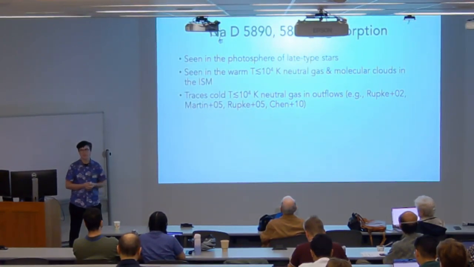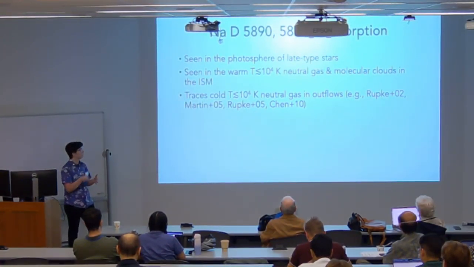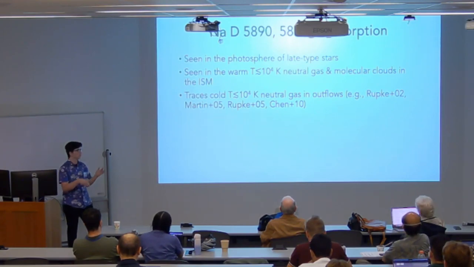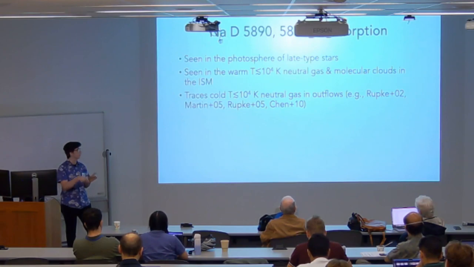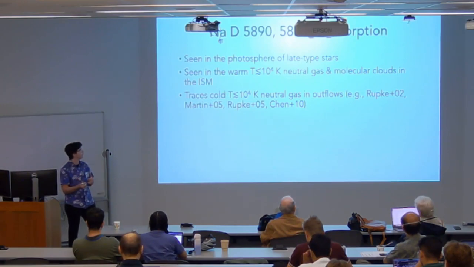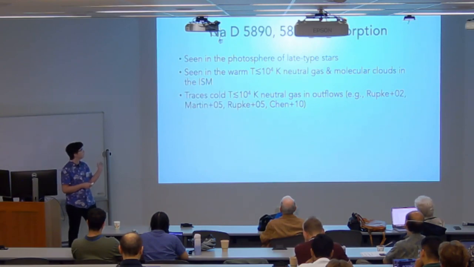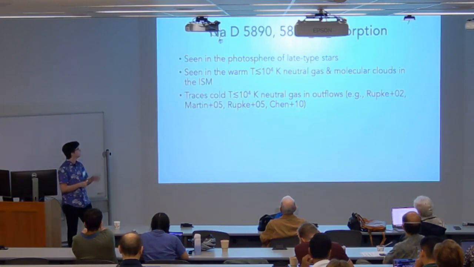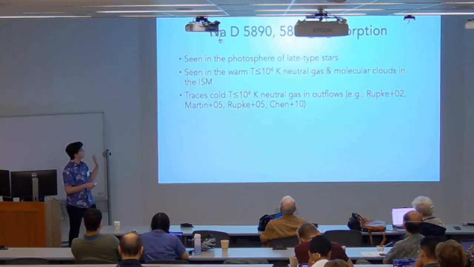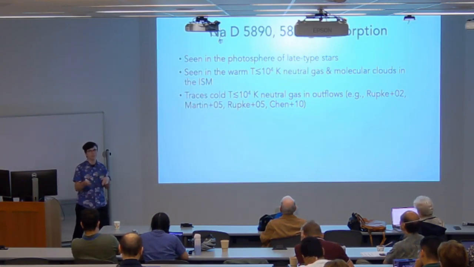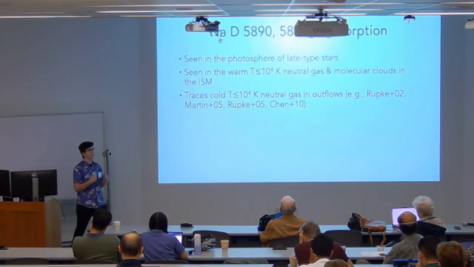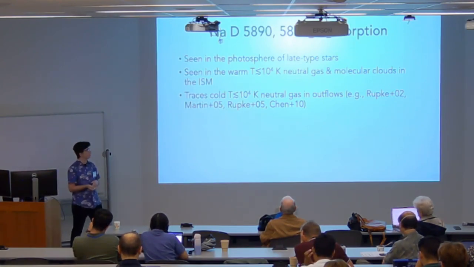What is the sodium D absorption doublet? So when you have neutral sodium, it absorbs UV light. You can go into 2 higher states due to the fine splitting structure. And you can see this in late-type stars, like our own star, which is why it's the Fraunhofer D line. You can also see it in neutral gas in the ISM and also molecular clouds. And you can also use it to trace cold neutral gas in outflows, as in work with Luca, Crystal Martin, and Chen.